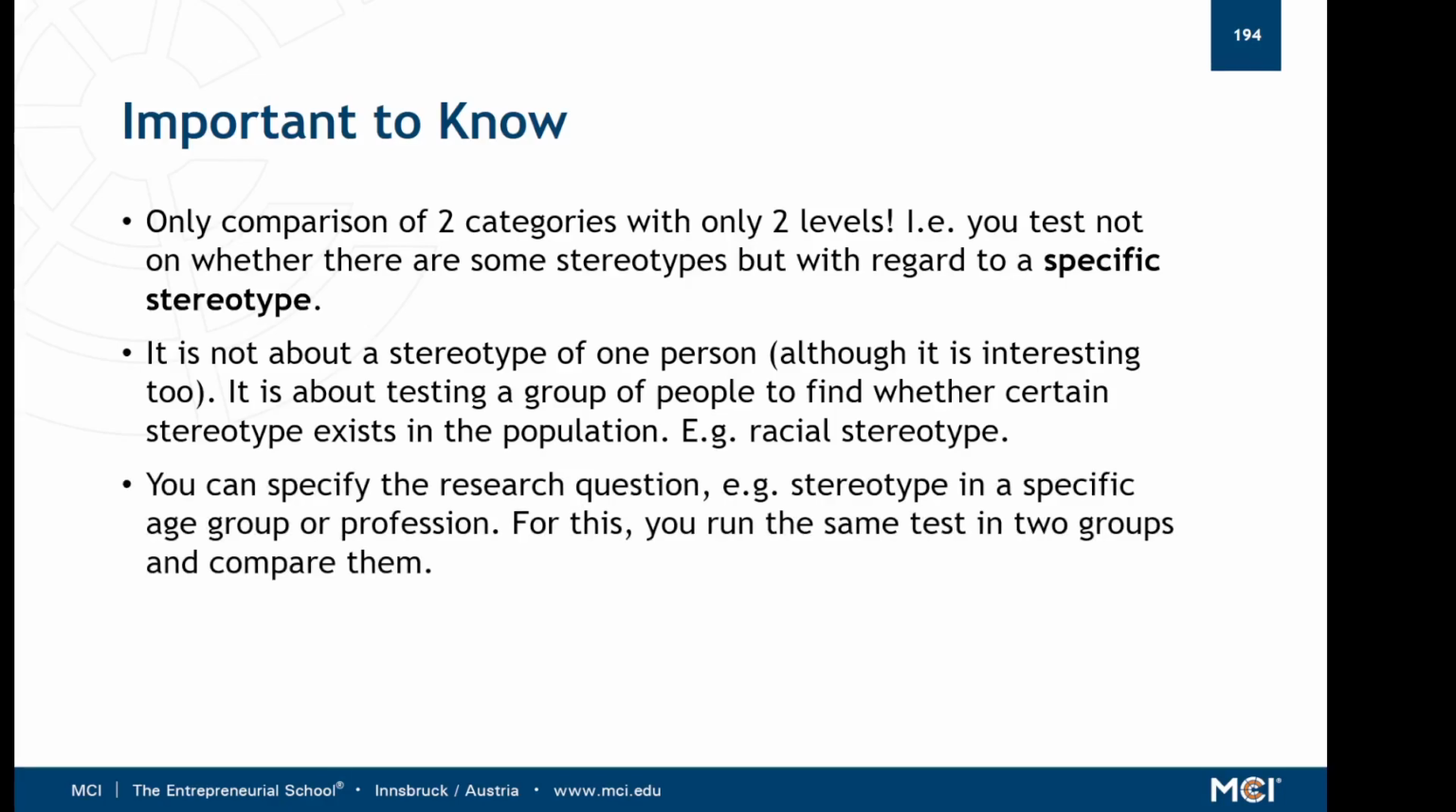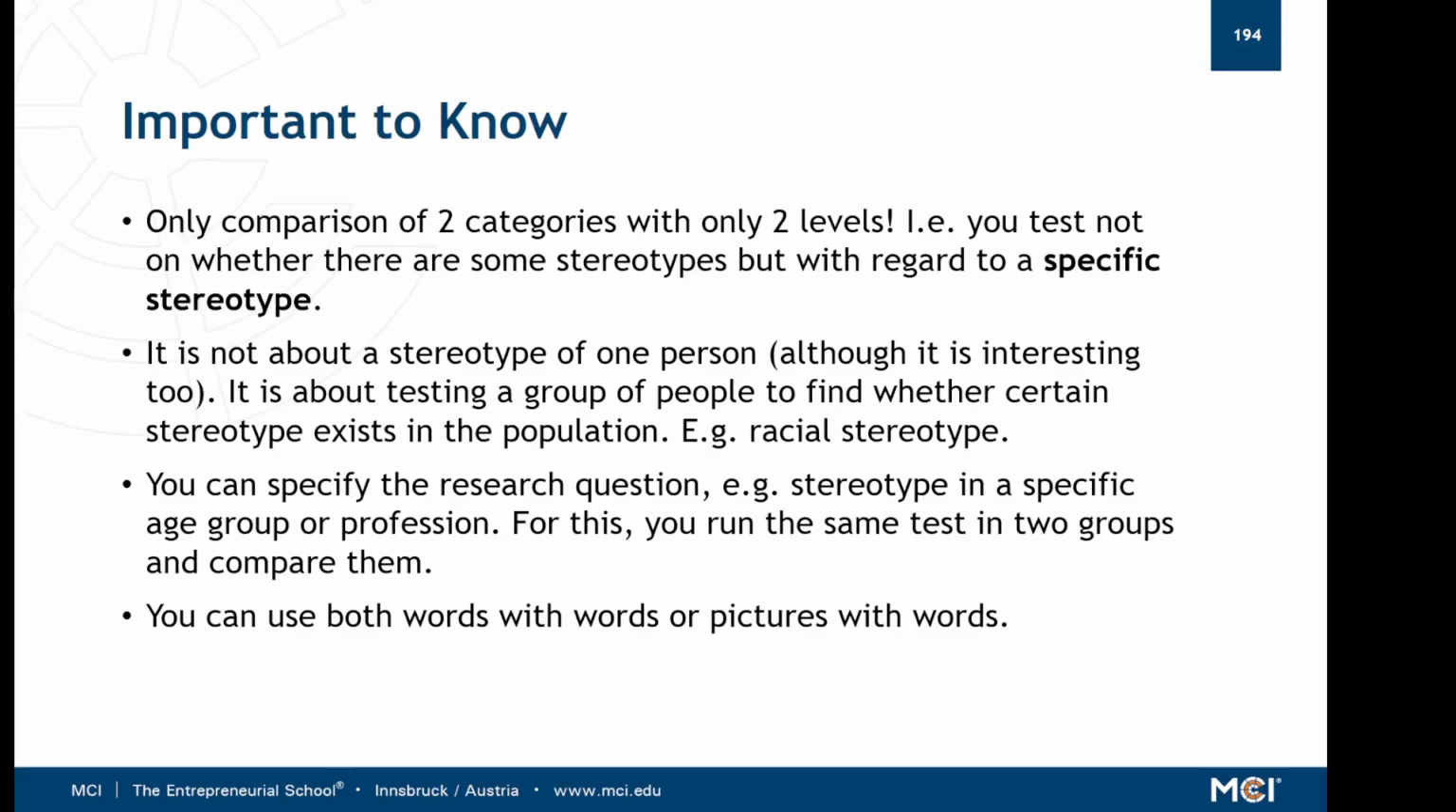And you can specify a research question if you want to make research using this test with regard to the stereotype in a specific age group or profession, for example. You want to test whether bank tellers have some prejudices with regard to the clients, whether they treat different clients differently, for example, male and female clients, whether they associate them with more security or less security. So the test is about two groups of people, or two groups of whatever you want to associate. It can be people, can also be cats or dogs, can be different other objects.